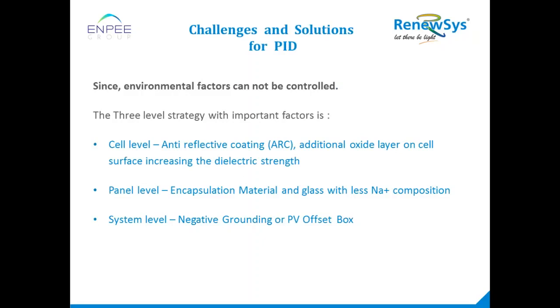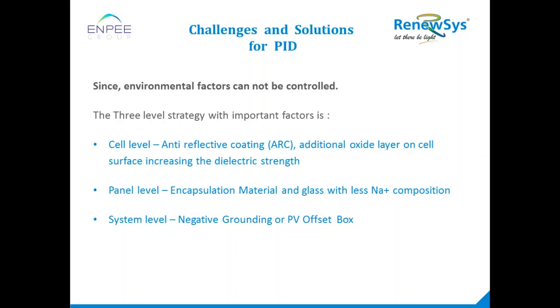So, challenges and solutions for PID. We can't control the environment, the temperature, because solar modules are supposed to be installed everywhere; even on water we can install solar modules using floating applications. So the environment, which is not in our control, should not be considered, but the other three things we can control need to be taken care of. While we install the modules, we need to tick and see whether all the aspects which can prevent PID on a solar module are being taken care of or not.